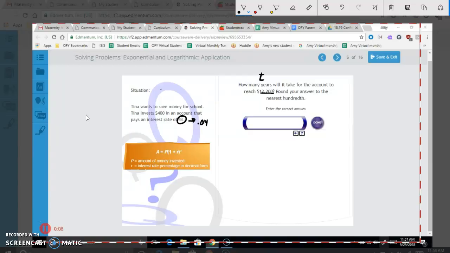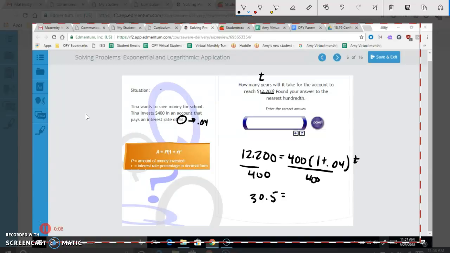So if we set this up as A equals P times (1 plus r) to the power of T, we'll have 12,200 equals 400 times (1 plus our rate, which is 0.04) to the power of T. So now it's just doing some PEMDAS and doing some log problems. We're going to start by dividing by 400. If we get that, we get 30.5 equals 1 plus 0.04, which is 1.04, to the power of T.